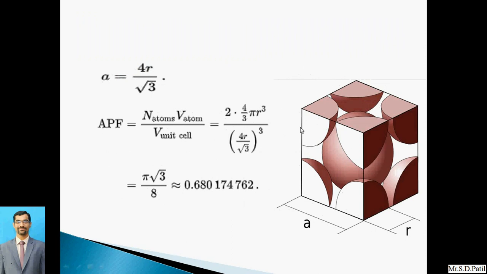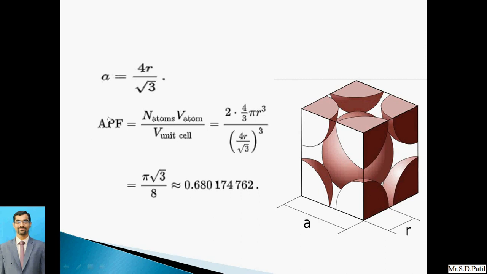Now what is the difference between the simple cubic structure and the body centered cubic structure? In the center of this structure there is one atom. On the 8 corners, 8 atoms are there, like the simple cubic structure, but one more atom is located at the center. That's why it is called a body centered cubic structure.